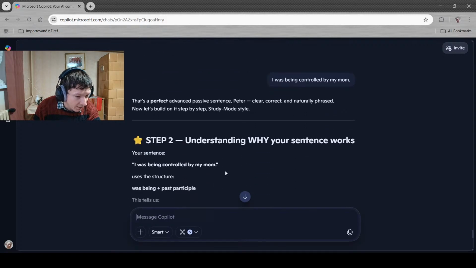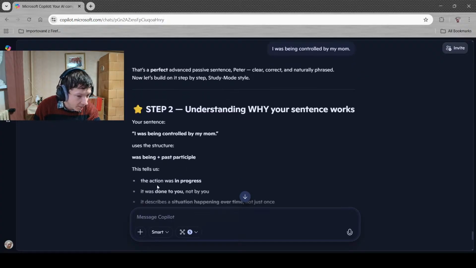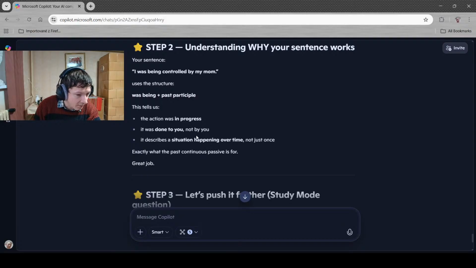Study mode style. Step 2. Understanding why your sentence works. Your sentence: I was being controlled by my mom. Use the structure was being plus past participle. This tells us the action was in progress. It was done to you, not by you. It describes a situation happening over time, not just once. Exactly what the past continuous passive is for. Great job.